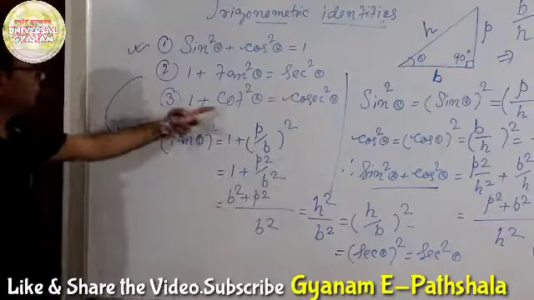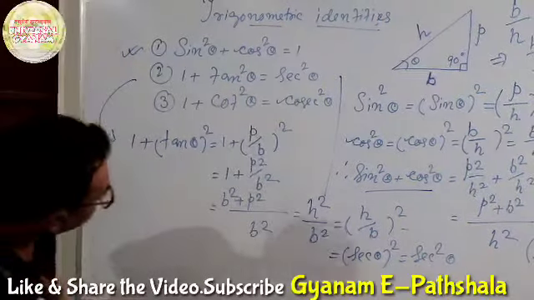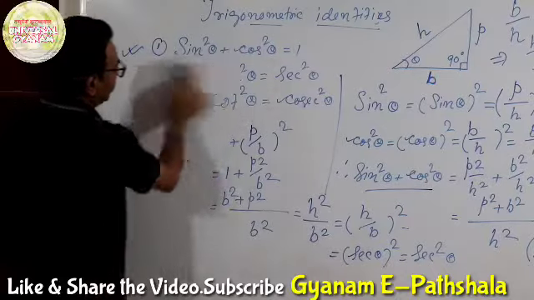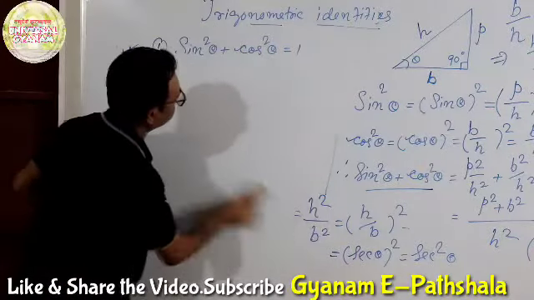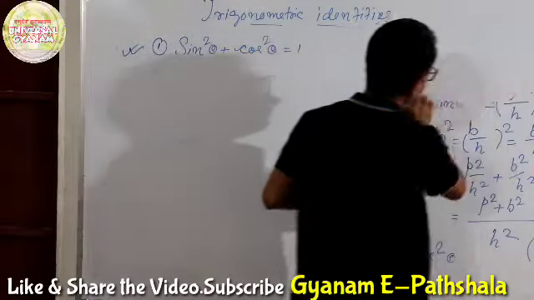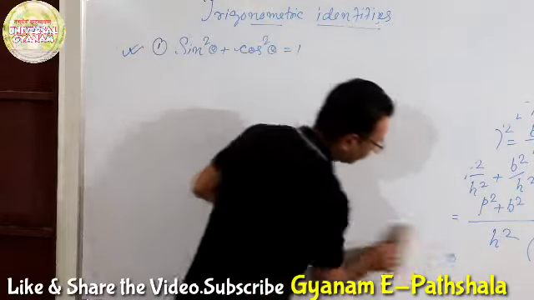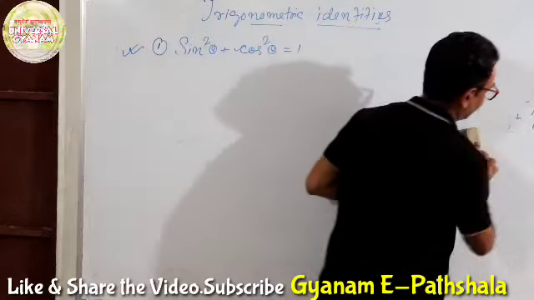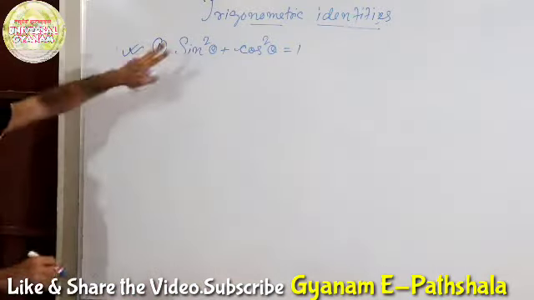Likewise, 1 plus cot square theta is equal to cosec square theta. It's quite easy if you know that sin square theta plus cos square theta is equal to 1. So you have to remember sin square theta plus cos square theta is equal to 1; 1 plus tan square theta is equal to sec square theta; and 1 plus cot square theta is equal to cosec square theta. In fact, you have to remember just sin square theta plus cos square theta.